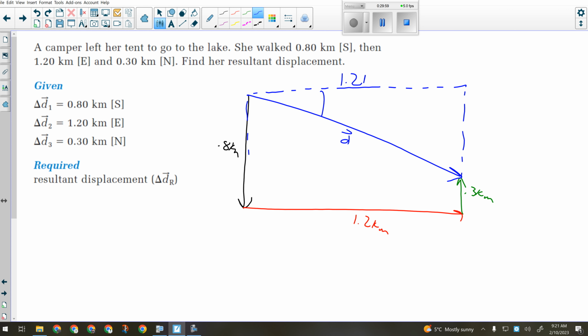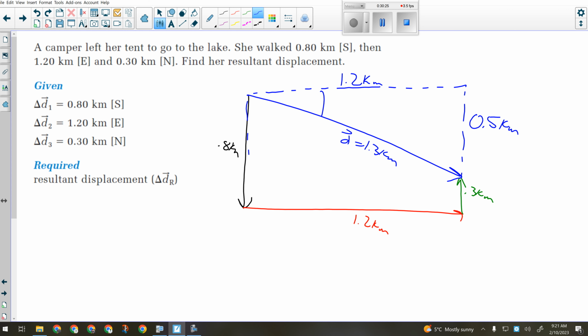So I know that this side is 1.2 kilometers. And this side here, she went 0.8 south and came back 0.3 north. So how big is this side? 0.5 kilometers, headed south. Now that I know those two sides, I can do Pythagorean theorem to get this side. When I go 1.2 squared plus 0.5 squared, it comes out to 1.3 kilometers, I believe.